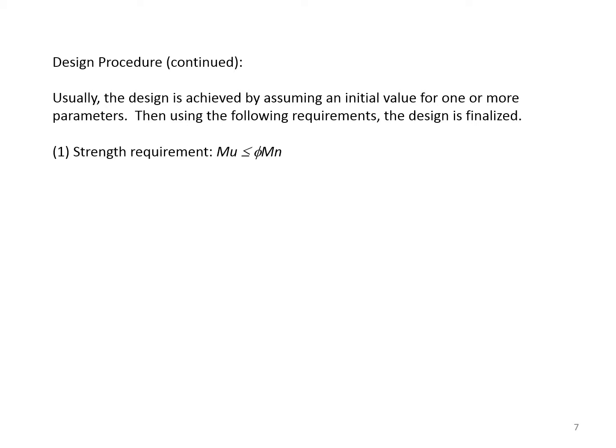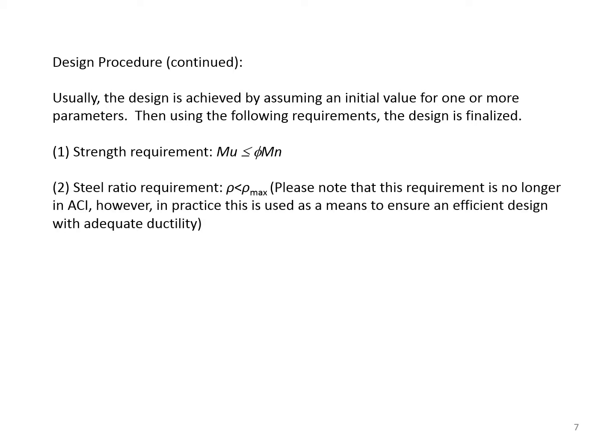A strength requirement: Mu is smaller or equal to phi Mn. A steel ratio requirement: rho is smaller than rho maximum. Please note that this requirement is no longer in ACI. However, in practice, this is used as a means to ensure an efficient design with adequate ductility.